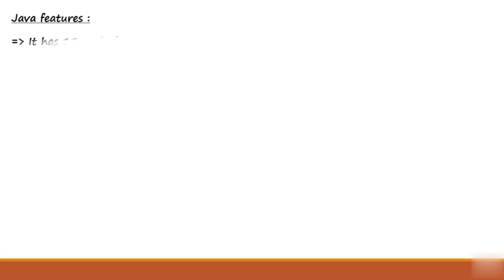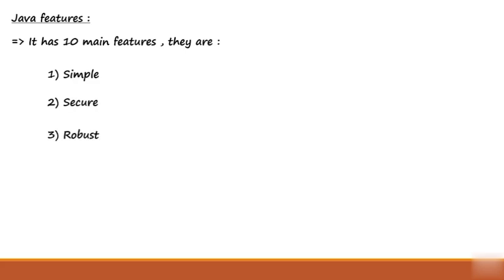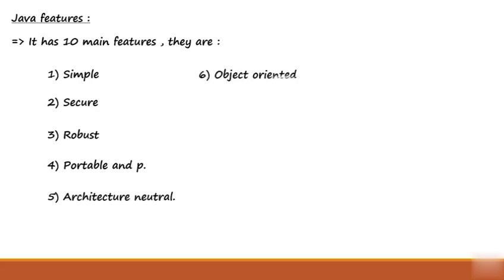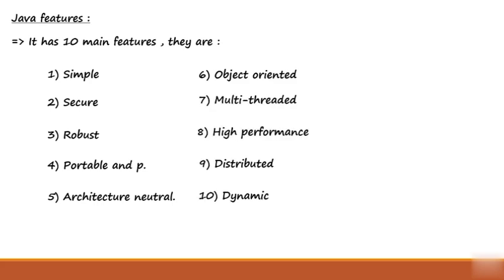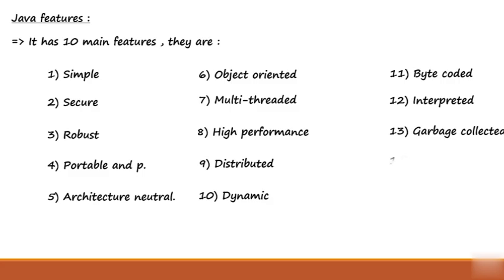What are the Java features? Java has 10 main features. They are: Java is very simple, secure, robust, portable, and architectural neutral. Java is object oriented, multi-threaded, high performance, distributed, dynamic, byte coded, interpreted, garbage collected, and also Java is open source.